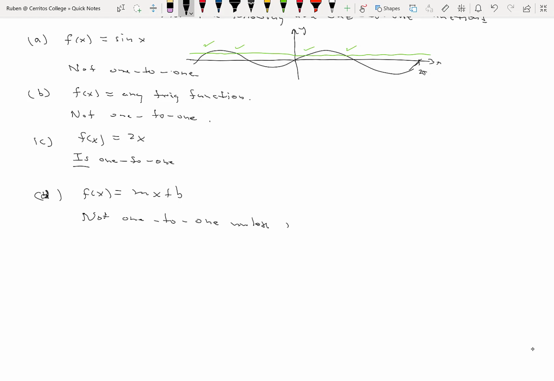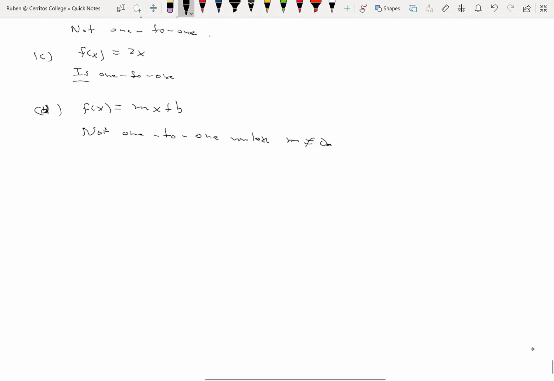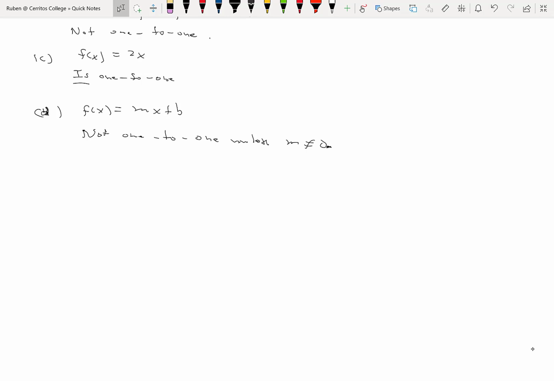So the answer is not 1 to 1 unless the slope is not equal to 0. If the slope is not 0, then the line is not horizontal. If the line is not horizontal and the line is a function, that means it's not vertical. It must be 1 to 1. So all functions of the form mx plus b are 1 to 1, provided the slope m is not 0.